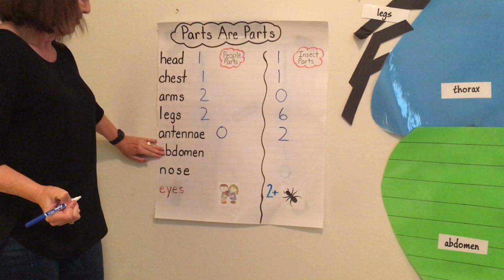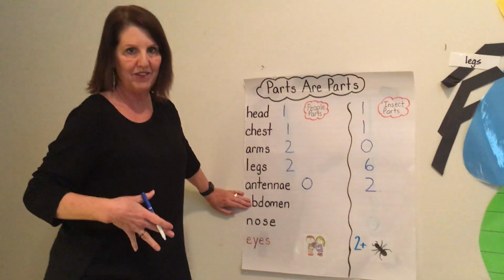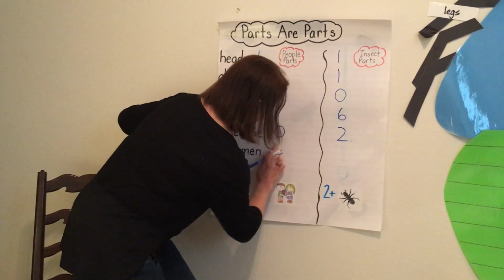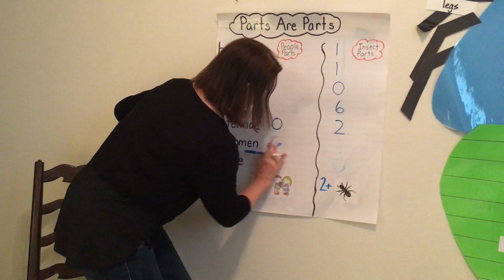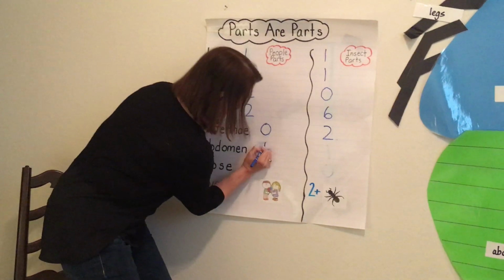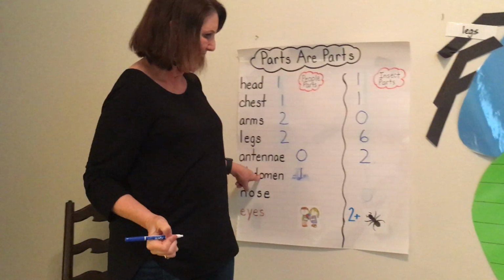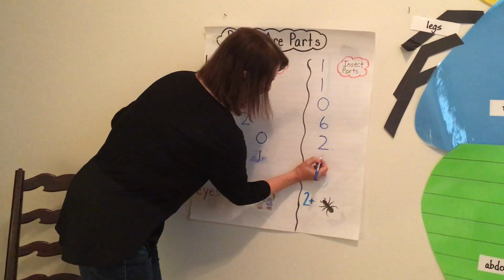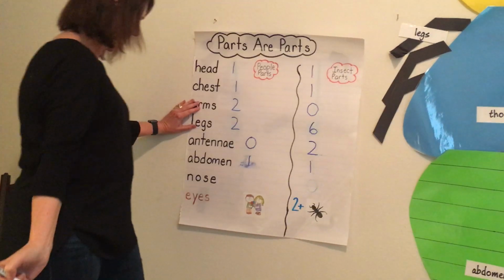Now let's go to the abdomen. Well, we have an abdomen. That's where our stomach is. But also, oops, we have only one abdomen. Okay, I'm just going to put a 1. Now, how many abdomens does the insect have? 1. So we have that in common with the insect.